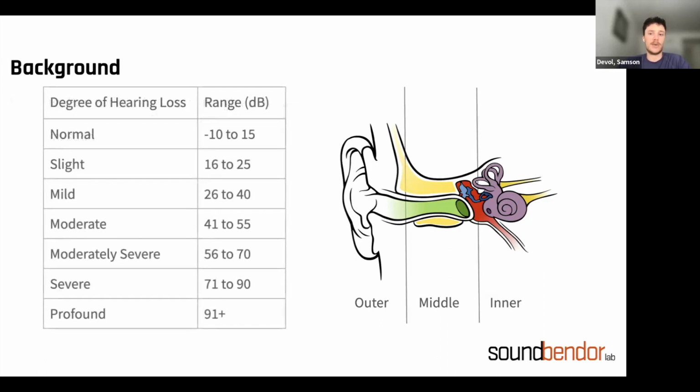But hearing loss isn't one-size-fits-all, it is a spectrum. So here we can see there are a bunch of different degrees of hearing loss, ranging from normal to profound, as well as the attenuation or loss in decibels for that specific range of hearing.